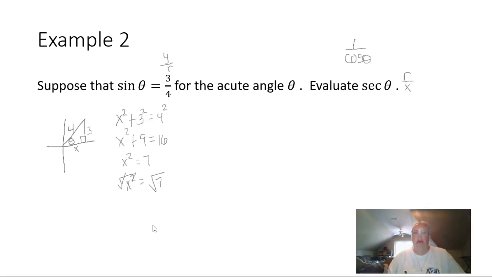And since I know the secant is equal to r divided by x, well, r we just said was 4. X we just found to be the square root of 7. Let's rationalize this denominator right here by multiplying by the square root of 7 over the square root of 7. This is going to give me 4 square roots of 7 over the square root of 49, but I know the square root of 49. So this is going to give me 4 times the square root of 7 over 7, and there's our secant.